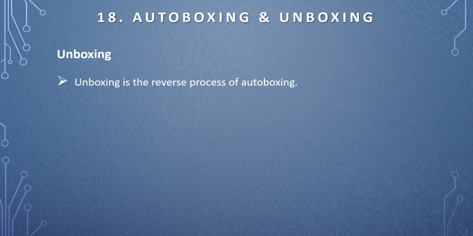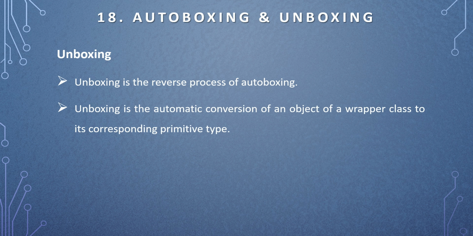Unboxing is the reverse process of autoboxing. Unboxing is the automatic conversion of an object of a wrapper class to its corresponding primitive type. For example, conversion of Integer to int, Character to char, etc.